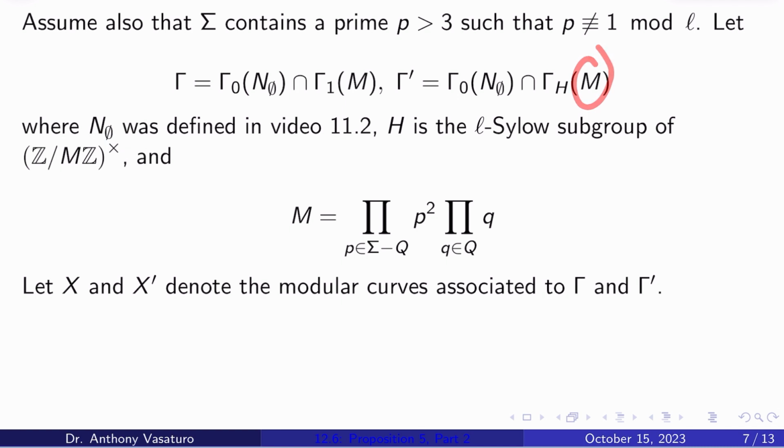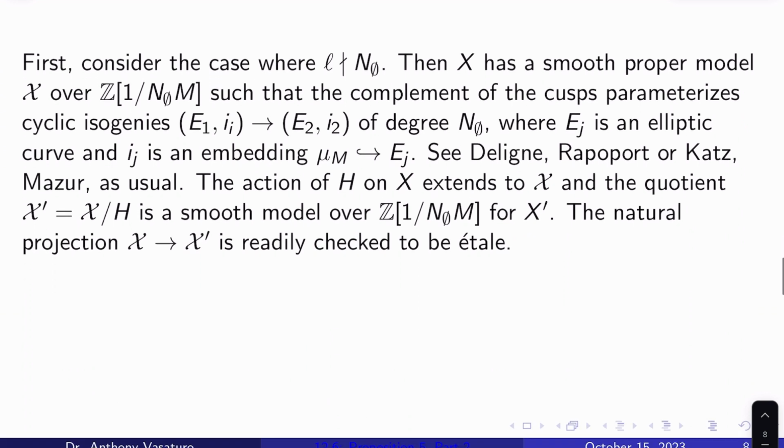what M is now. It's the product over primes P that are in sigma but not in Q of P squared, times the product of primes Q that are in Q. And then let's let X and X prime denote the modular curves associated to these congruence subgroups gamma and gamma prime. Okay? Let's first consider the case where L doesn't divide n empty set.